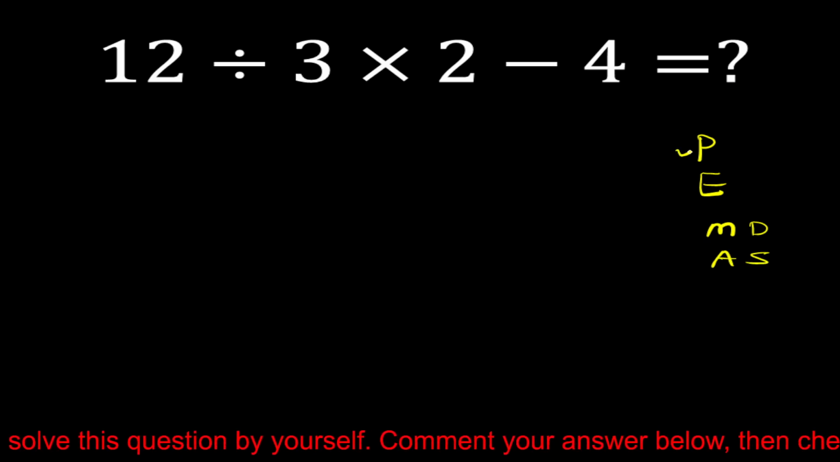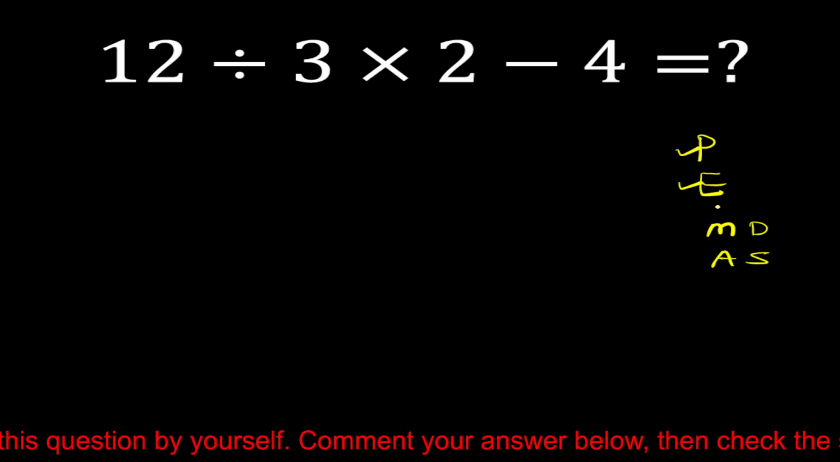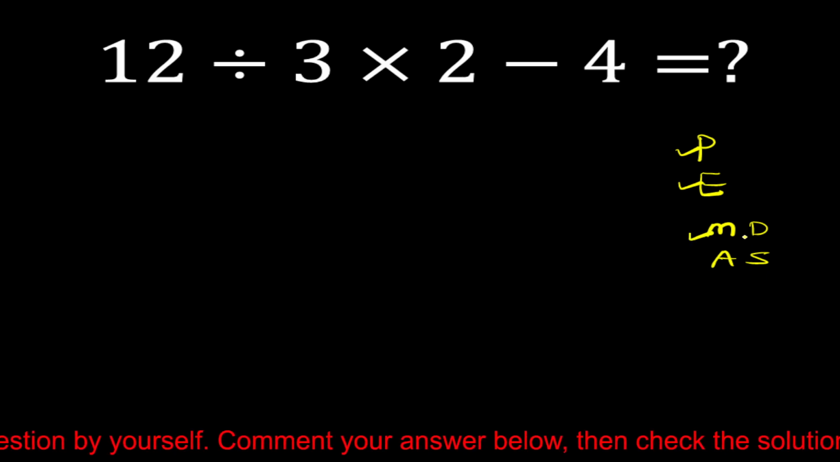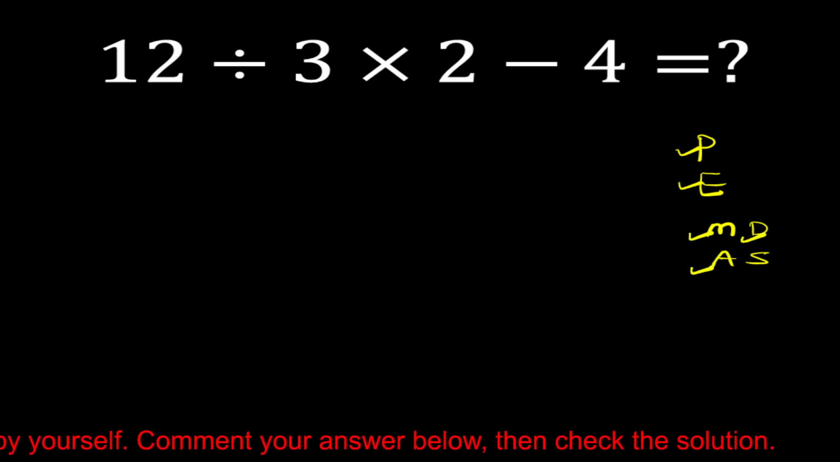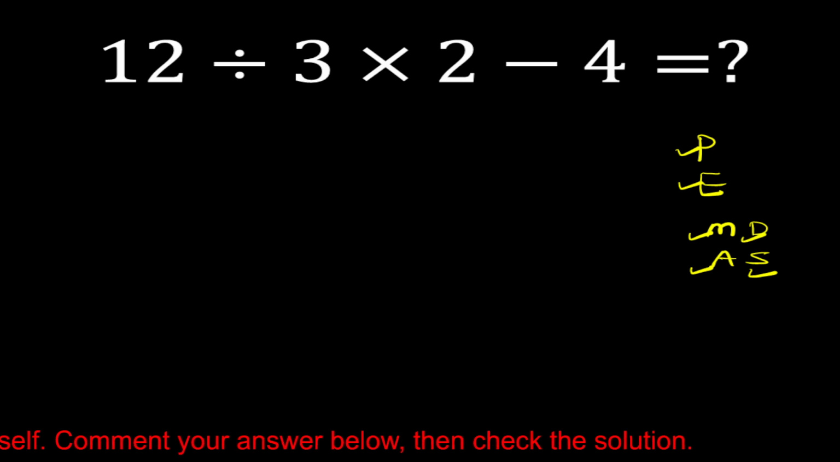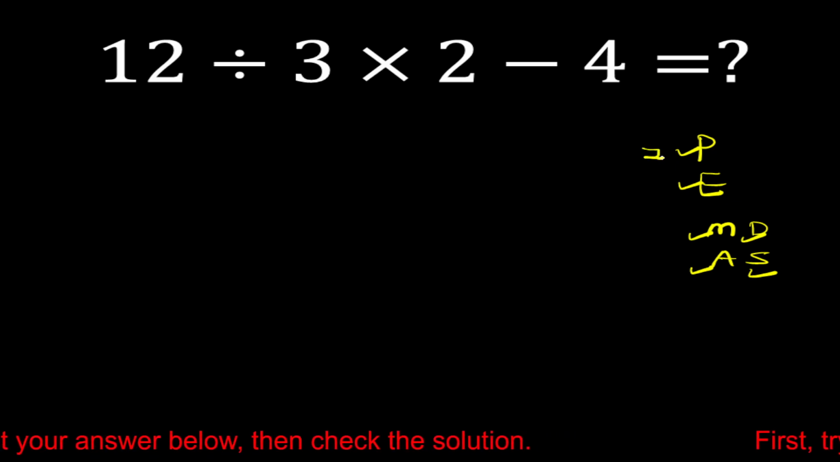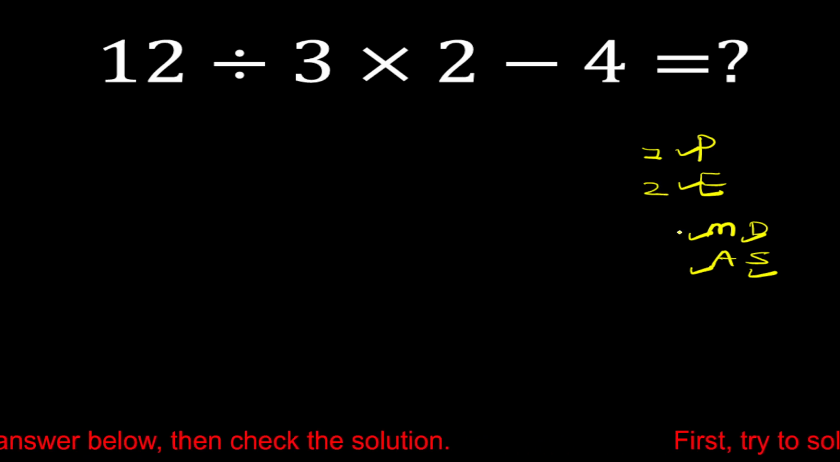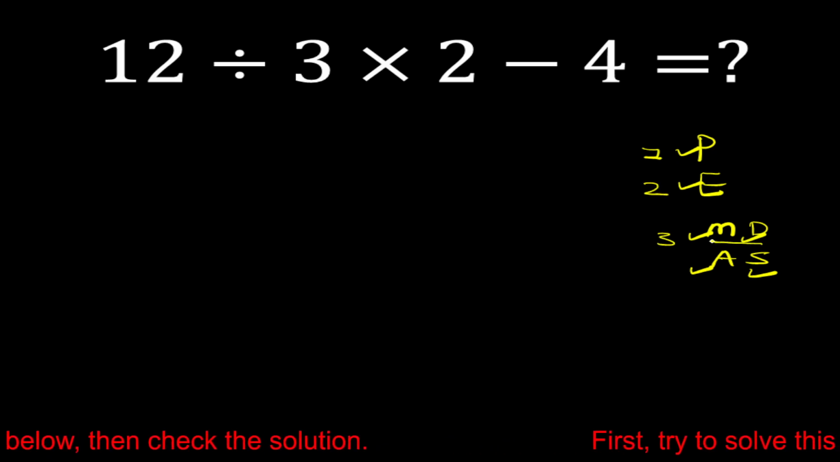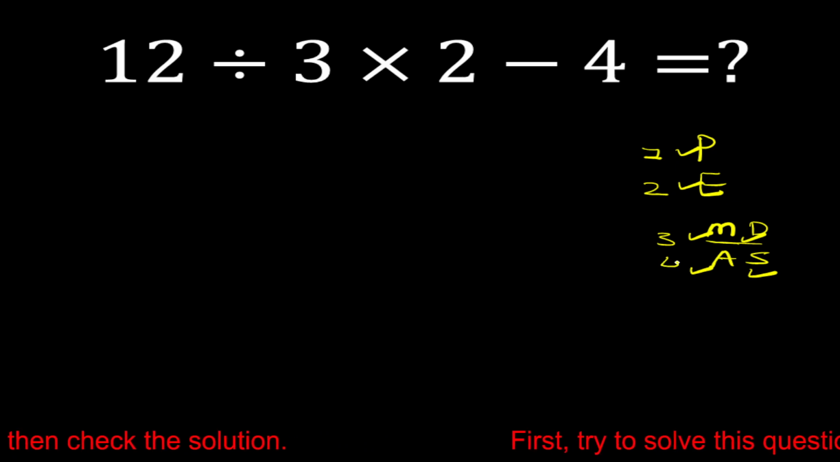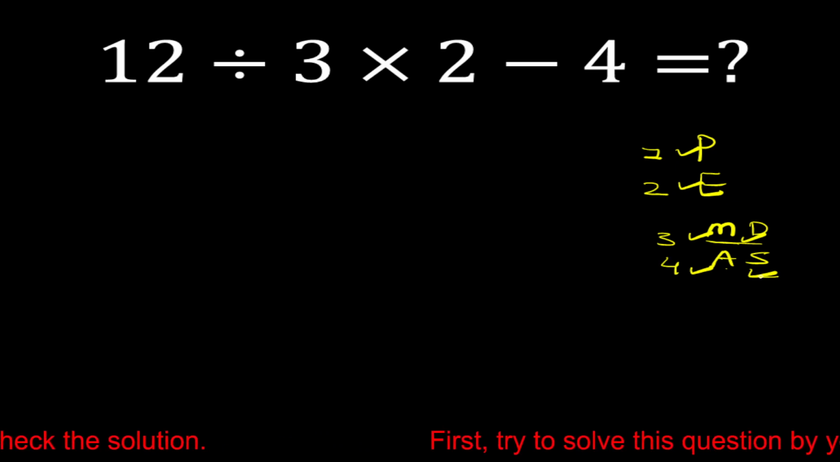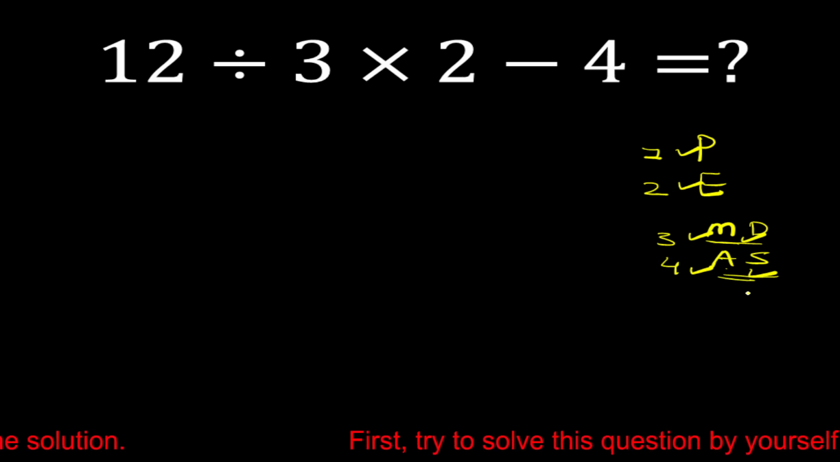According to PEMDAS rule, first priority is parenthesis, then exponent, M means multiplication, D means division, A means addition, and S means subtraction. Okay. So first priority is parenthesis, second priority is exponents, third priority is multiplication and division. Both have equal priority. And last priority is addition and subtraction. Also both have equal priority.